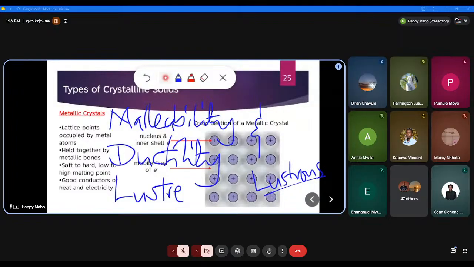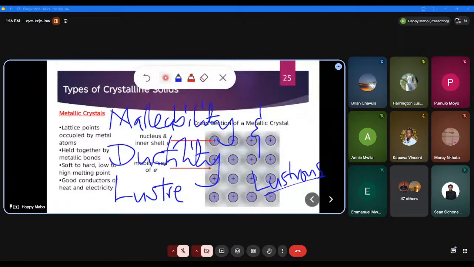In terms of their electrical conductivity, they are very good conductors of electricity, and they also conduct heat energy to a very great extent compared to any other types of crystals. This is because they've got electrons that are able to move.